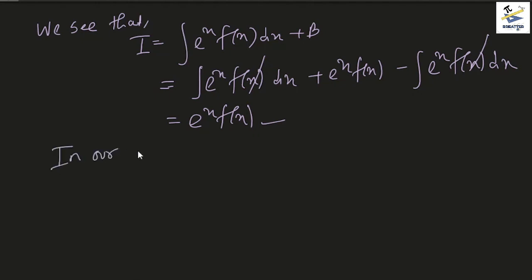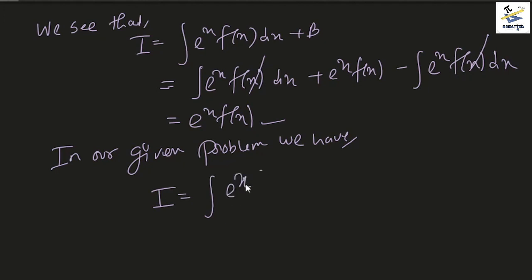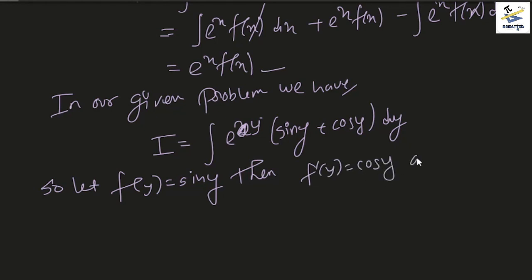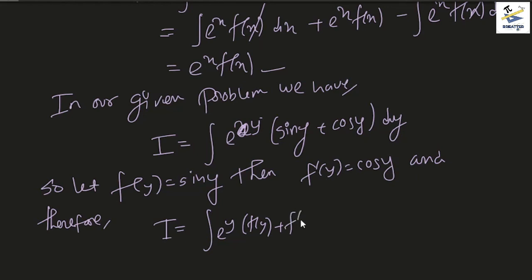Now in our given problem, we have I equals the integral of e to the power y, it was, into sine y plus cos y, right? So let f of y equal sine of y, then f dash y would be equal to cosine of y, and therefore I equals e to the power y into f of y, which is sine of y, and cos y is the derivative, so f dash y, right?